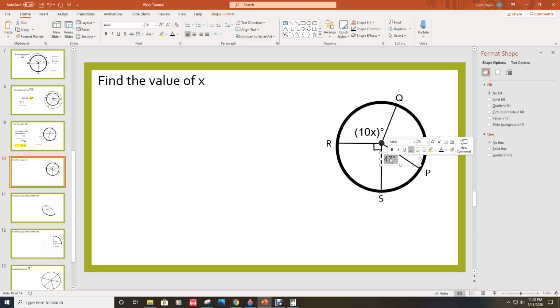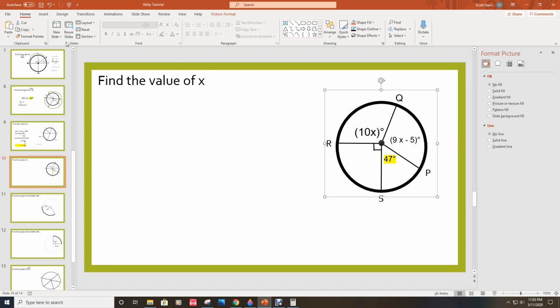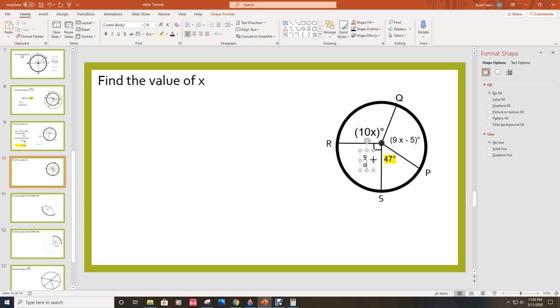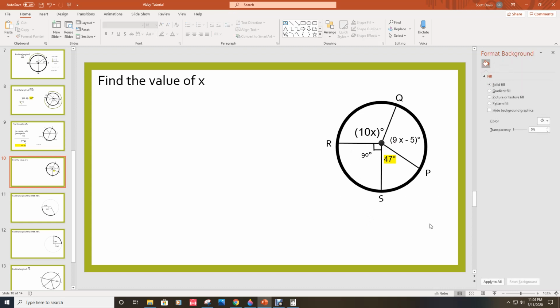Let's see. We know we 100% have this 47 degrees. We know we 100% have 90 degrees here because we have that 90 degree symbol. So to help you out, we'll put that 90 degrees there just to remind you. Here's 90 degrees. I keep making my text boxes so small. Okay? So we've got 90 degrees right here. Alright? And then we have this 10 times x, and then we have 9x minus 5.